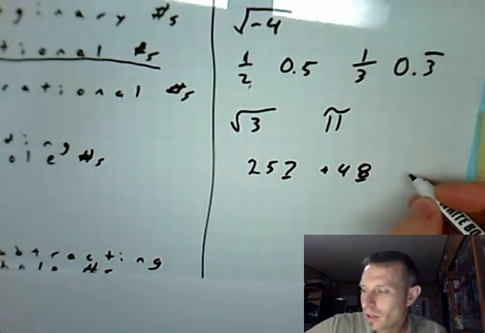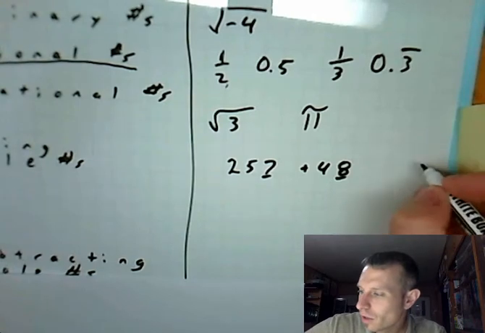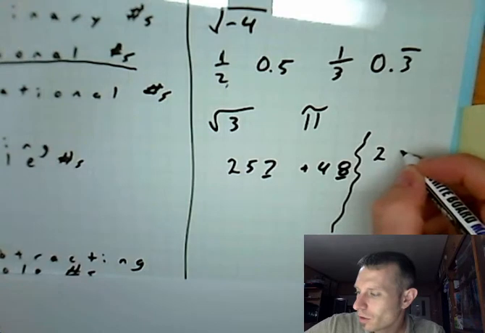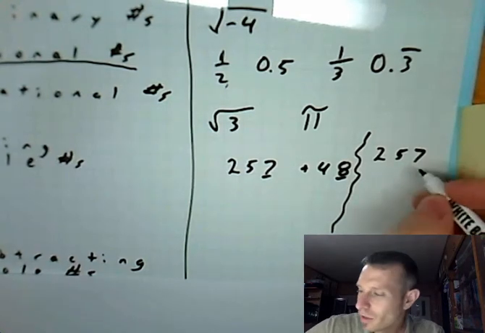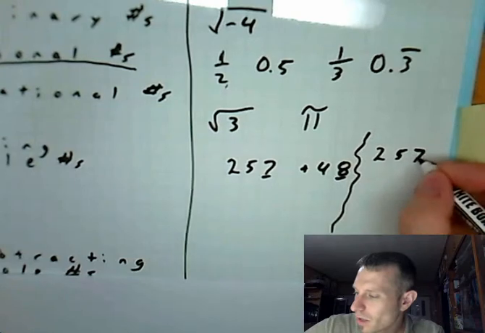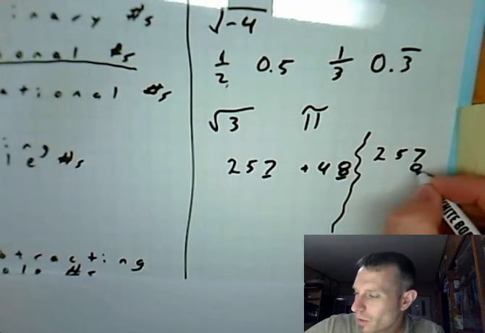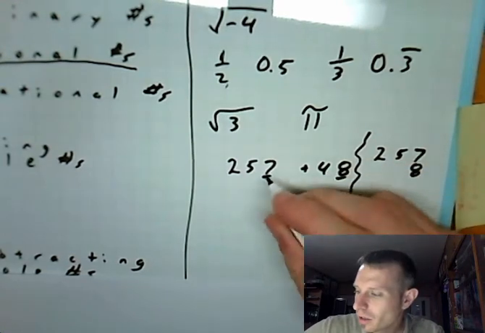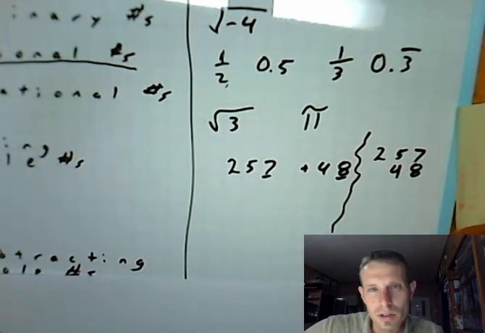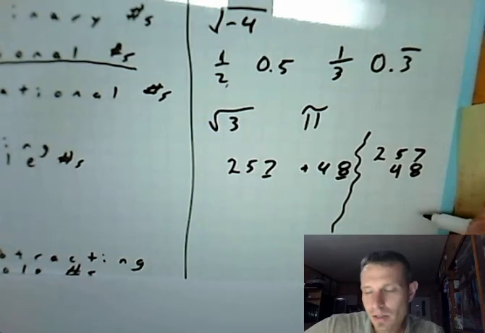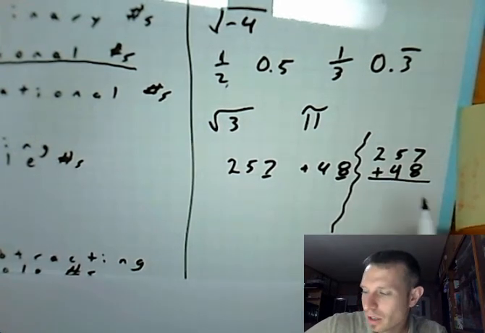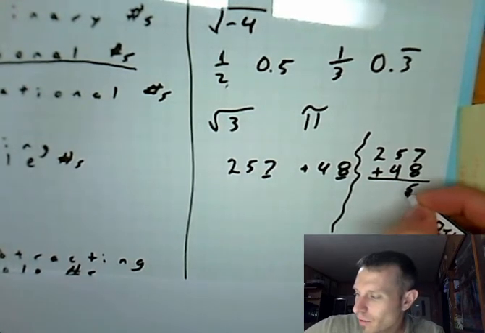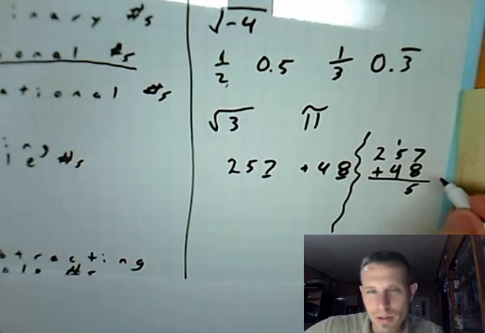It's usually good to line these up vertically, so I'll do that here and write 2, 5, 7. Since the 7 was in the ones spot and the 8 is in the ones spot, I'll put the 8 underneath the 7. The 4 is in the tens spot, and this 5 was in the tens spot, so I'll put those there. You'll notice they're lined up on the right-hand side. Then I'll go ahead and add those together. 7 plus 8 is 15, and we carry the 1.